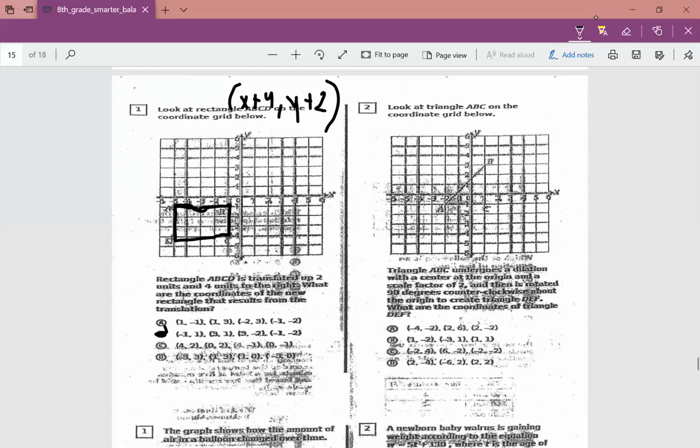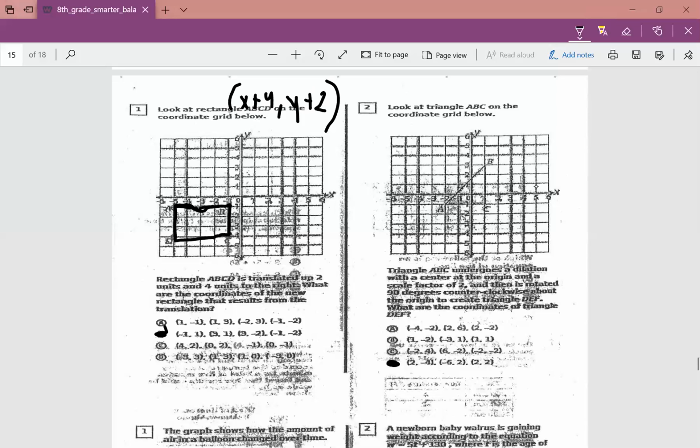Number 2. Look at the triangle ABC on the coordinate grid below. Triangle ABC undergoes a dilation with a center at the origin and a scale factor of 2, and then is rotated 90 degrees counterclockwise about the origin to create triangle DEF. What are the coordinates of triangle DEF? So the response is the result of correctly dilating a triangle with the origin as the center and a scale factor of 2, and then rotating it 90 degrees counterclockwise about the origin. The correct answer there is going to be D.